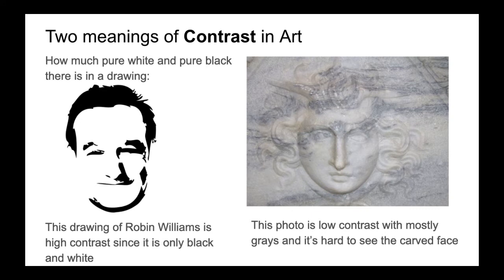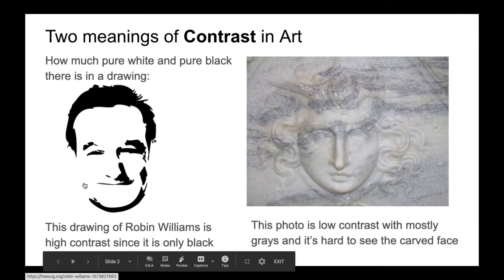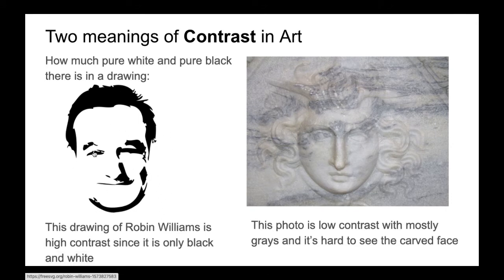If you remember all the way back to art 1 when we talked about value, contrast is when you have pure whites and pure blacks in a drawing or painting. And the more pure whites and pure blacks you have, the higher the contrast is. So this drawing of Robin Williams only has whites and blacks, making it extremely high contrast.